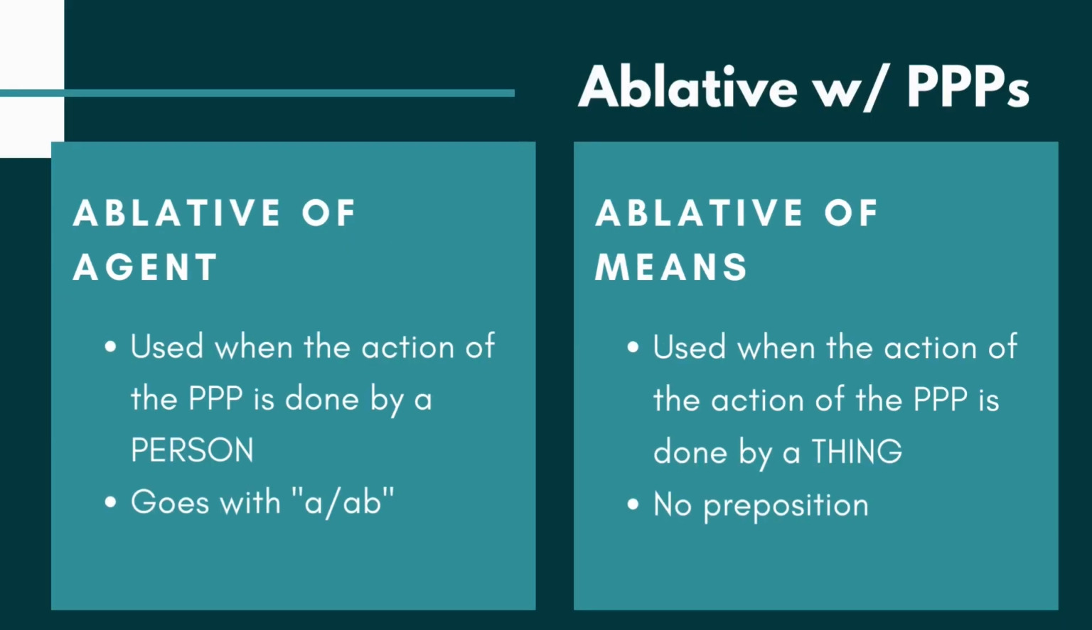So there's no preposition going with it. There's no a or ob. It's just gladio, right? A noun in the ablative case. So just a quick recap.